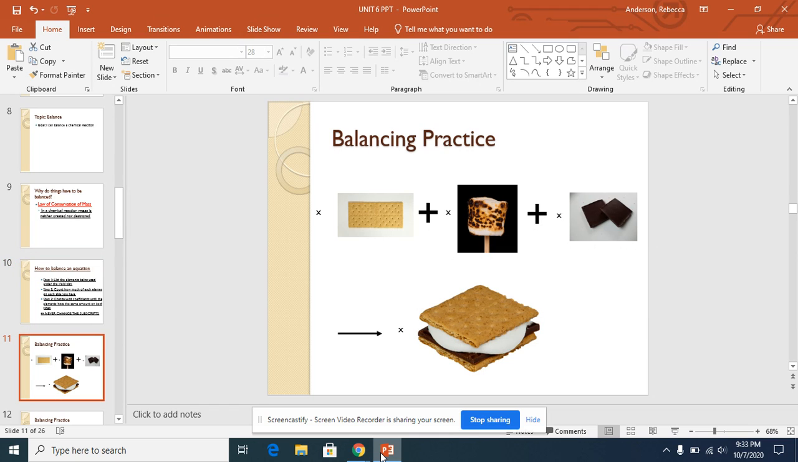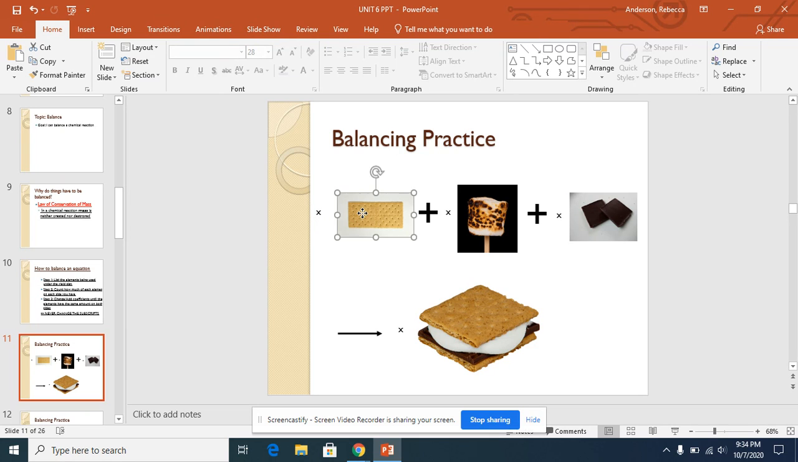So here is a practice problem to explain how we balance reactions. We have graham cracker plus marshmallow plus chocolate makes a s'more. So here in this s'more, we have 2 graham crackers, we have the chocolate, and we have the marshmallow. So in order to make one s'more, how many of each reactant do we need? Well, here we only have 1 graham cracker, but you need 2.